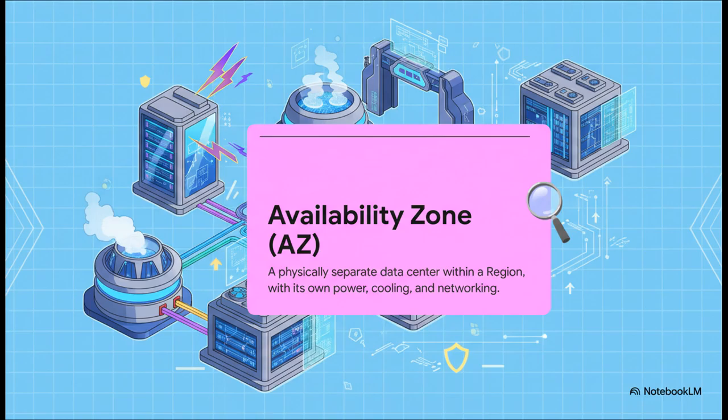Now, here is where it gets really clever. A region isn't just one giant building. It's actually made up of multiple, totally separate data centers called availability zones, or AZs. Each one of these AZs is completely independent. It has its own power, its own cooling, its own networking, everything. And this is so important because it means if one of those buildings has a problem, say a power outage, your application doesn't go down. It just keeps running from another AZ in that same region without skipping a beat. That is the secret sauce to building apps that can survive just about anything.